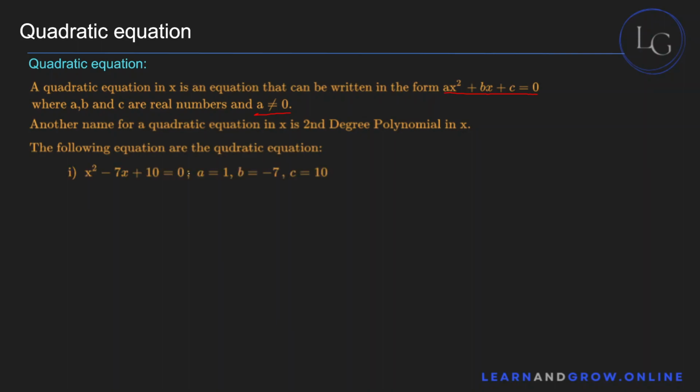So this is an example of a quadratic equation. Over here, the value of a is 1, b is -7, and c is 10. Similarly, here the value of a is 6, the value of b is 1, and the value of c is -15.